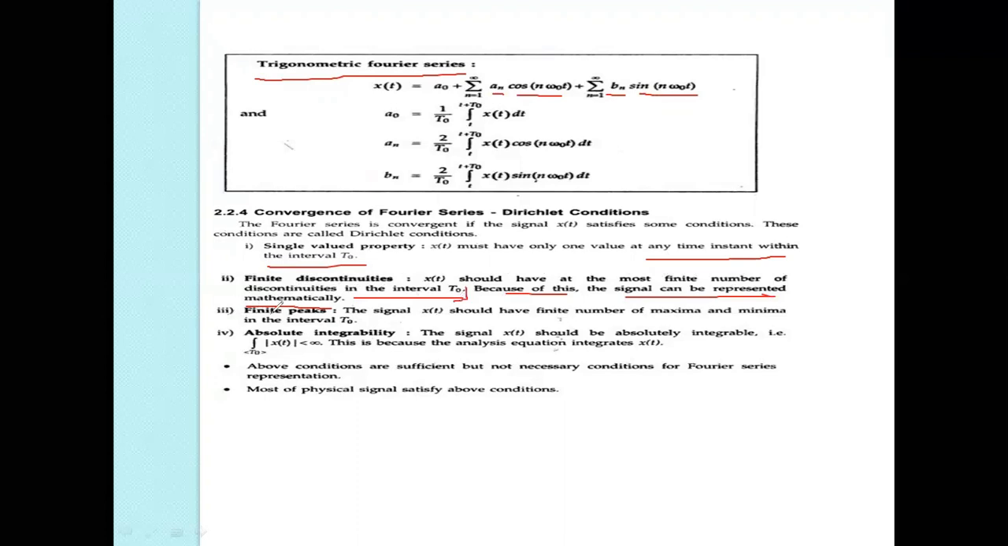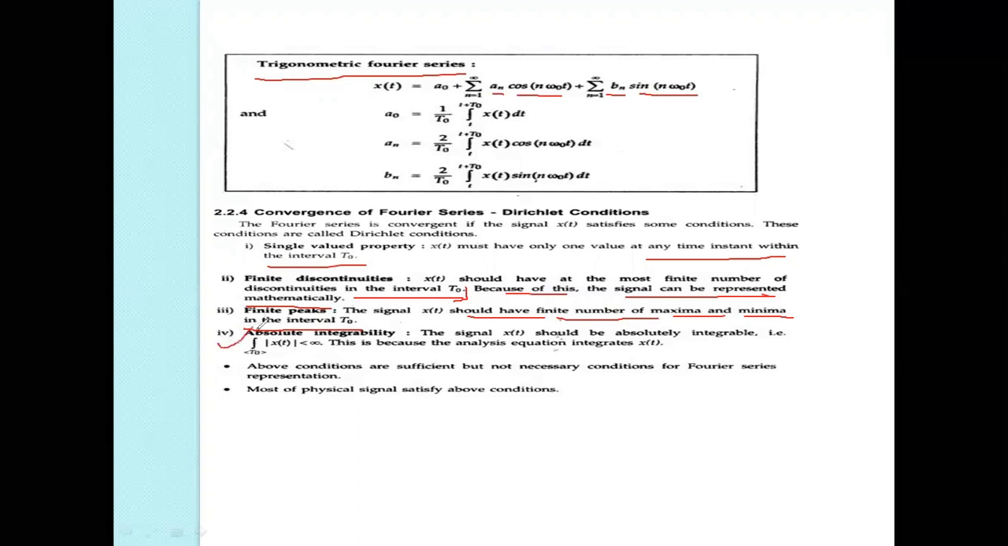And the third one is finite peaks. The signal x of t should have a finite number of maxima and minima in the interval t naught. The second condition says that x of t has at most a finite number of discontinuities in the interval t naught. The third says finite peaks, that is, a finite number of maxima and minima in the interval of t naught.